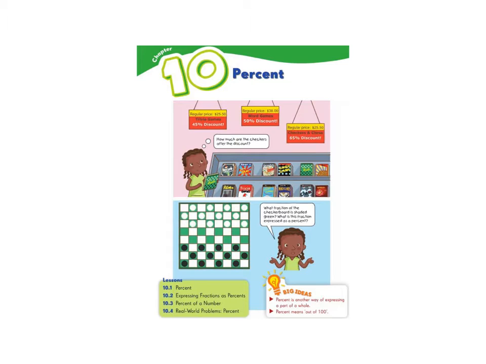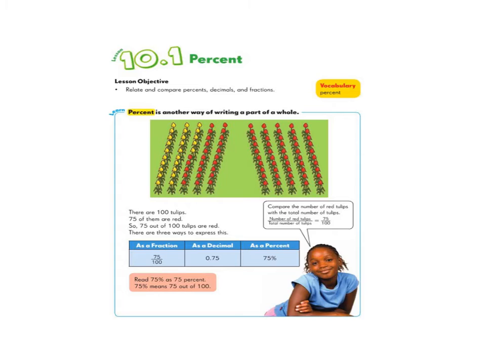This can be found in chapter 10, which is the book that you don't have right now. You have book A, and this is in book B. But good thing for you, I have the book. So let's get started. We are going to be doing just 10.1 right now. And the lesson objective is to relate and compare percents, decimals, and fractions to each other.